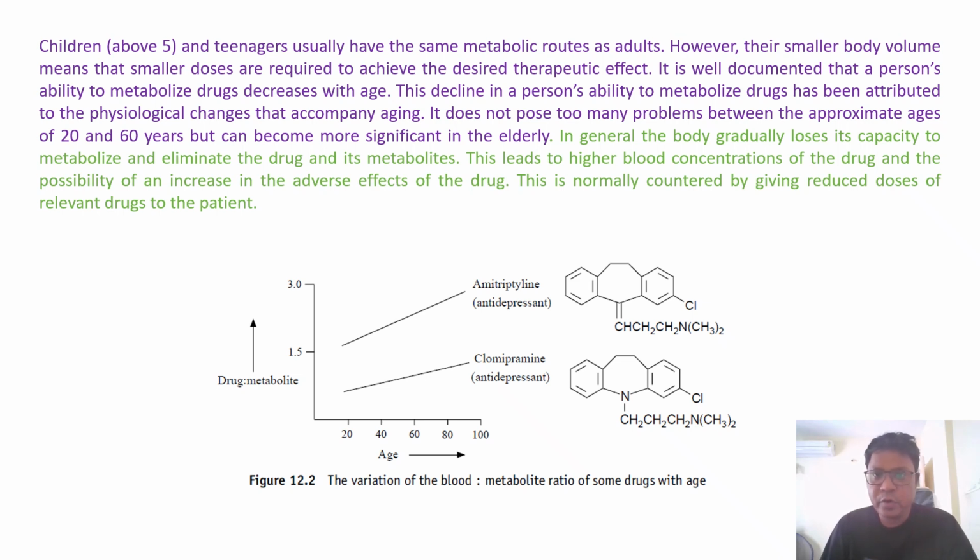In general, the body gradually loses its capacity to metabolize and eliminate the drug and its metabolites. So this leads to higher blood concentration of the drug and possibly an increase in the adverse effects of the drug. This is normally countered by giving reduced doses of the relevant drug to the patients. So you can see that this is a variation of the blood concentration of the drug. Okay, examples.